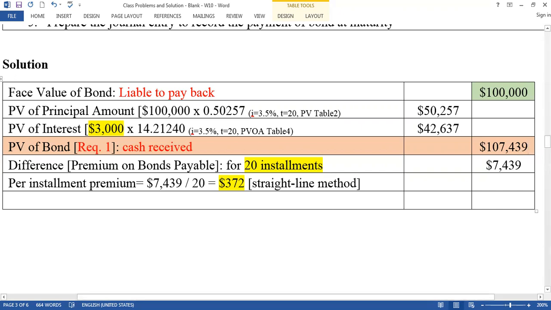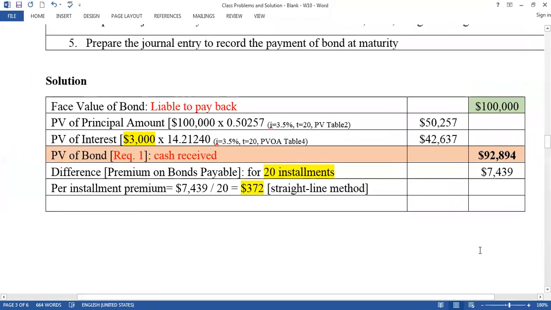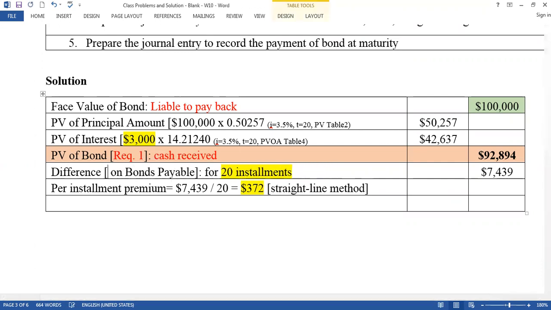And the present value, that means the cash you received today, is 92,894. This is the present value of the bond today. Now the difference is called discount. Why? Because you receive less money. You sell your bond at a discount because you will receive less money.